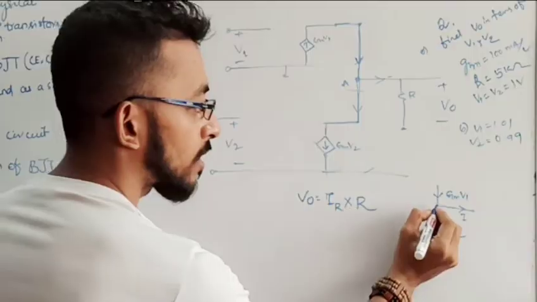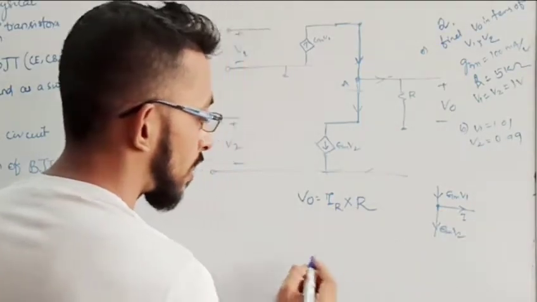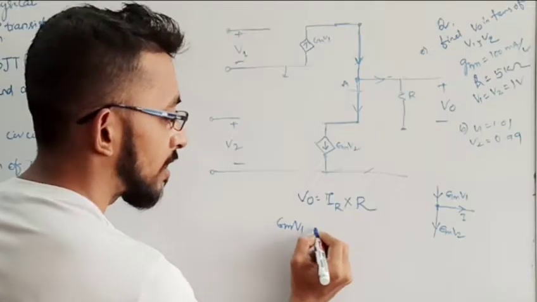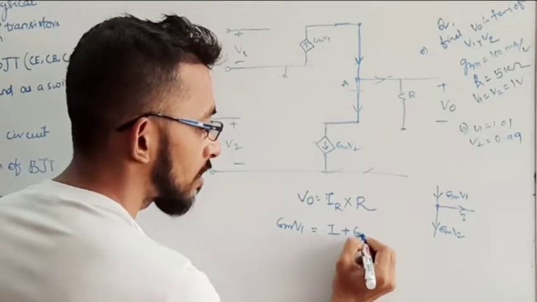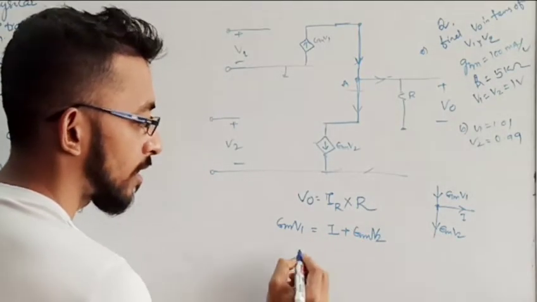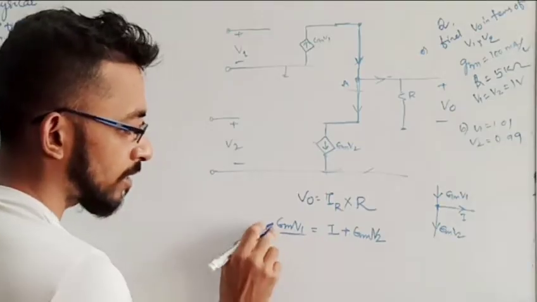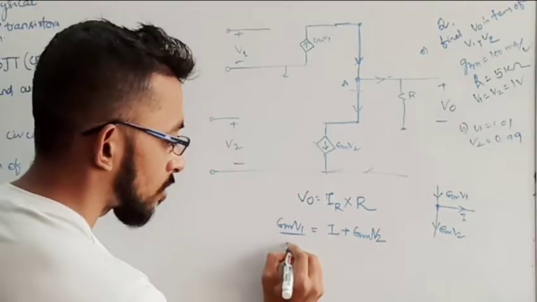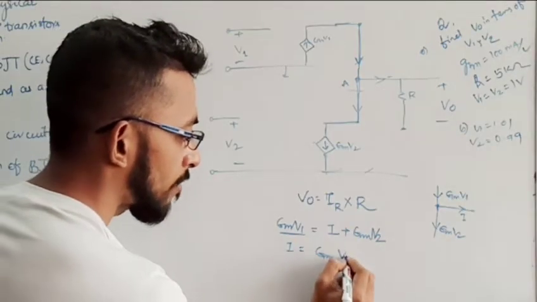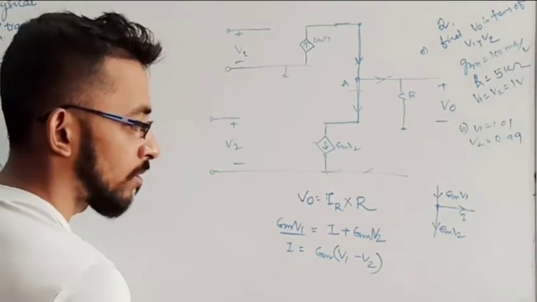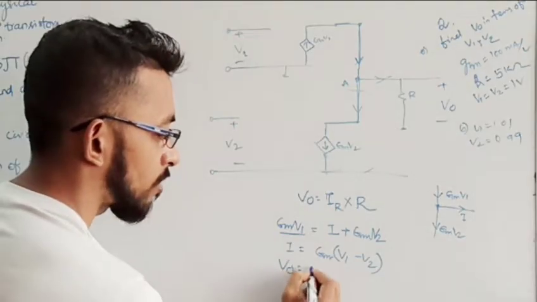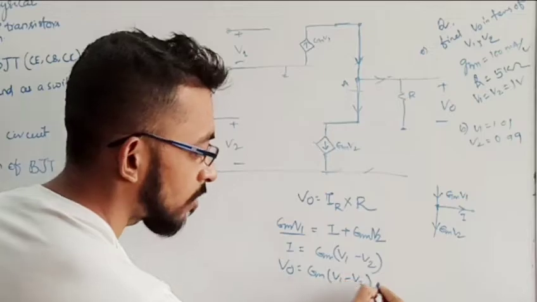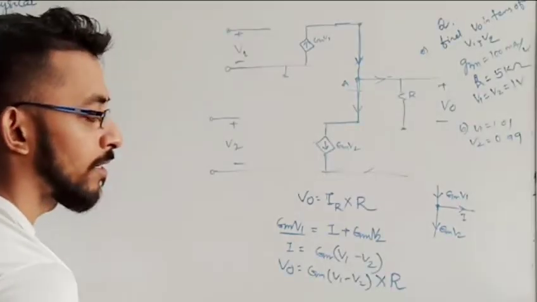the IR. So at this node, using Kirchhoff's current law, the number of incoming currents is equal to the number of outgoing currents. So GM V1 incoming is the same as I plus GM V2. These two are the outgoing currents. Each of these is one current because it is a transconductor, which is a voltage controlled current source. It is a current source. So what will my I be? I equals GM times (V1 minus V2). Then my output voltage, which is I into R, is GM into (V1 minus V2) multiplied by R.